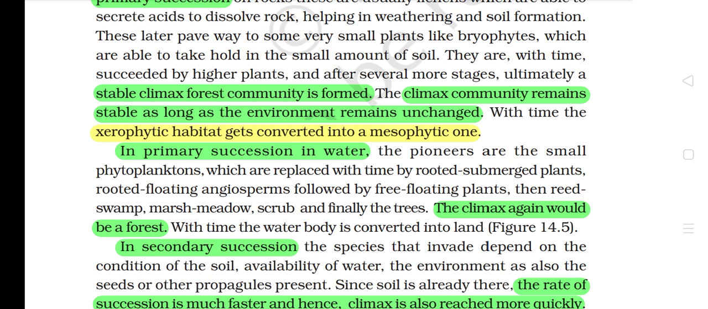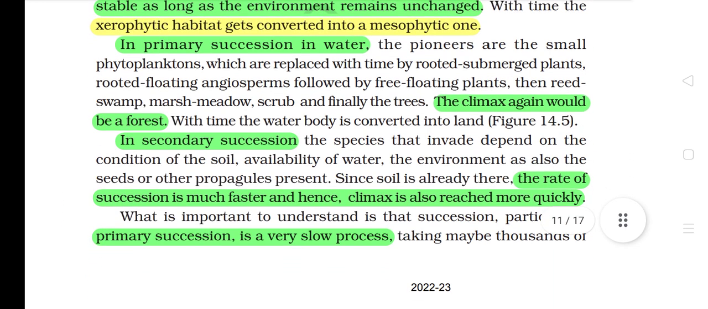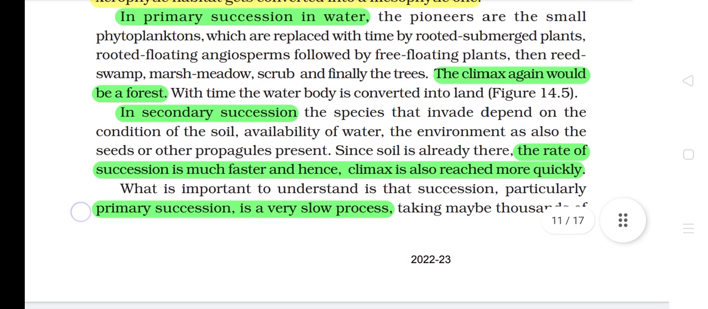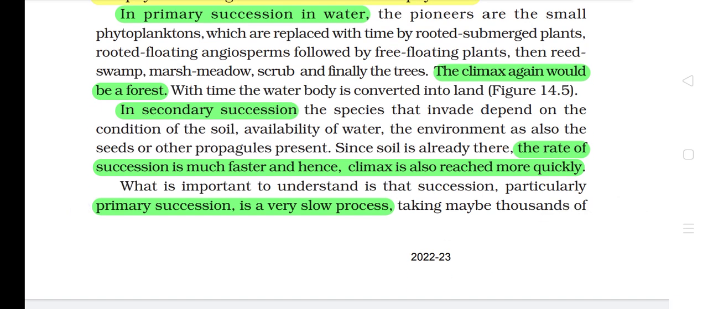In primary succession in water, the pioneers are the small phytoplanktons, which are replaced by time by rooted submerged plants, rooted floating angiosperms, followed by free floating plants, then a reed swamp, marsh meadow, scrub, and finally the trees. The climax again would be a forest. With time, the water body is converted into land.